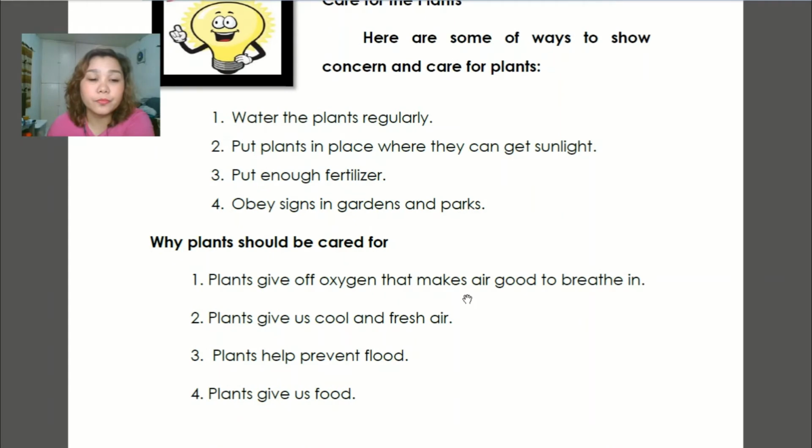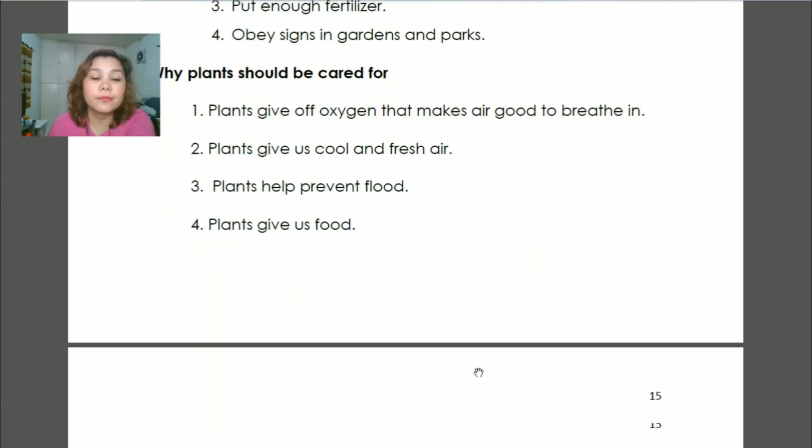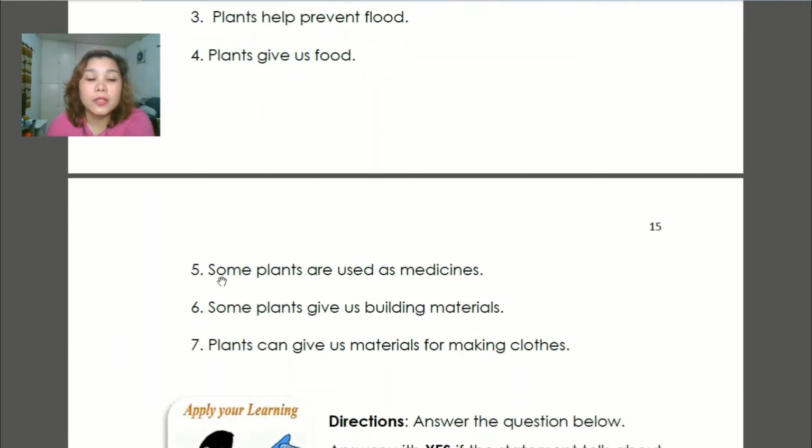And why should plants be cared for? Bakit tayo dapat mag-alaga sa mga plants? Because we can get much from the plants. Plants give off oxygen that makes air good to breathe in. Next, plants give us cool and fresh air. Next, plants help prevent flood. Plants give us food. Some plants are used as medicines, and some give us building materials. Some plants can give us materials for making clothes.